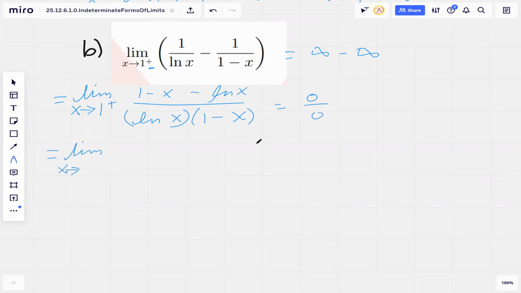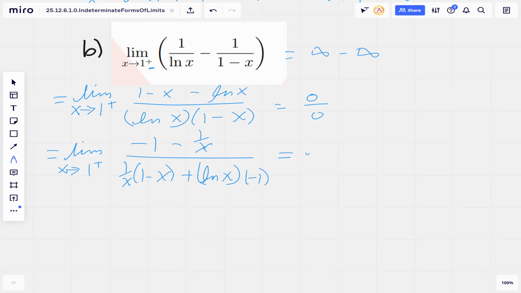So this means we can take the derivative of the numerator, which is negative 1 minus 1 over x, divided by the derivative of the denominator, so 1 minus x times 1 minus x, plus, okay, ln x times negative 1. Okay. All right, so now let's see what we can do here.